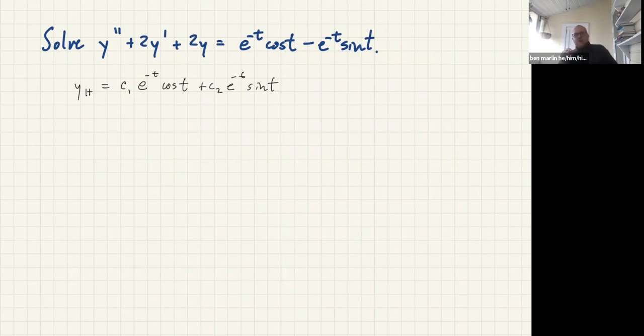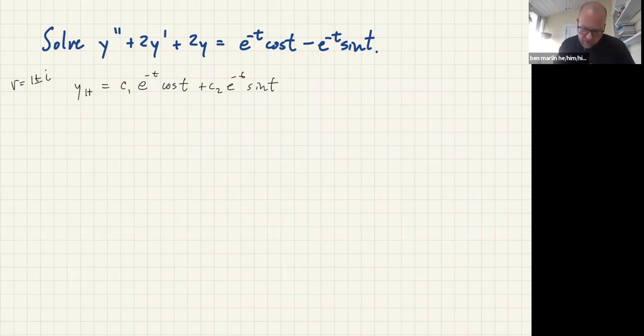Now, those both correspond to the same root that you would have gotten in here. See, r equals 1 plus or minus i. And they don't have a t or something in them. If one of these had been say a t e to the minus t sine t, then we would have to jump up one more, but we only have to jump up just the one, okay?